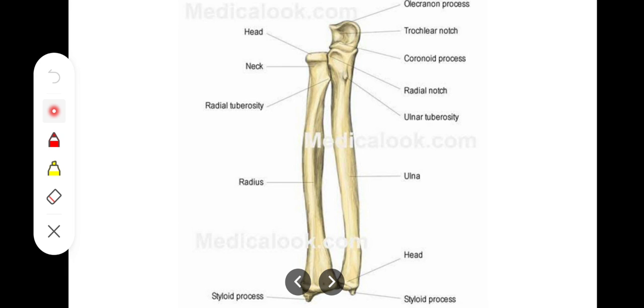And the posterior border will again be there and it will be slightly subcutaneous. The anterior surface is present between the anterior and interosseous borders, right? And the posterior surface will be present between the posterior and interosseous borders, and the medial surface will be present between the anterior and the posterior borders.